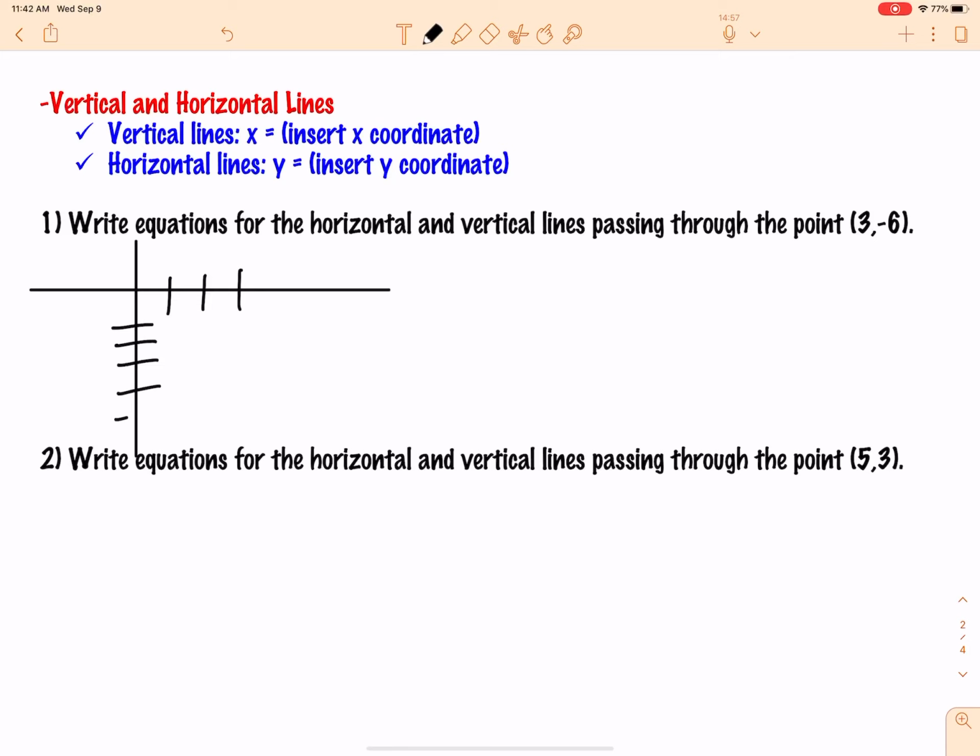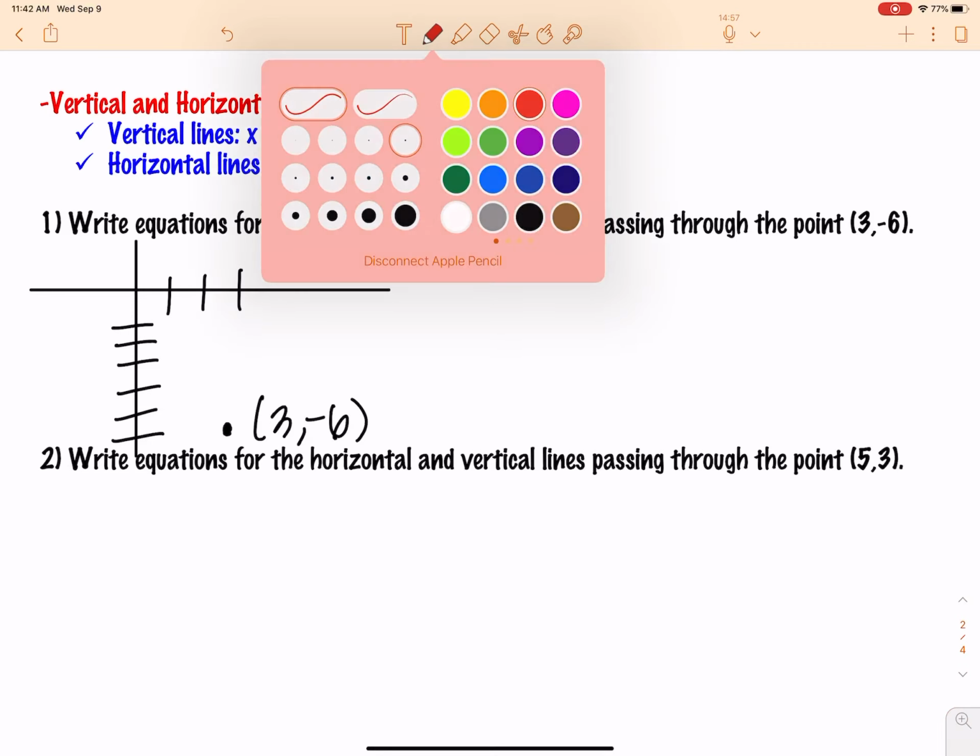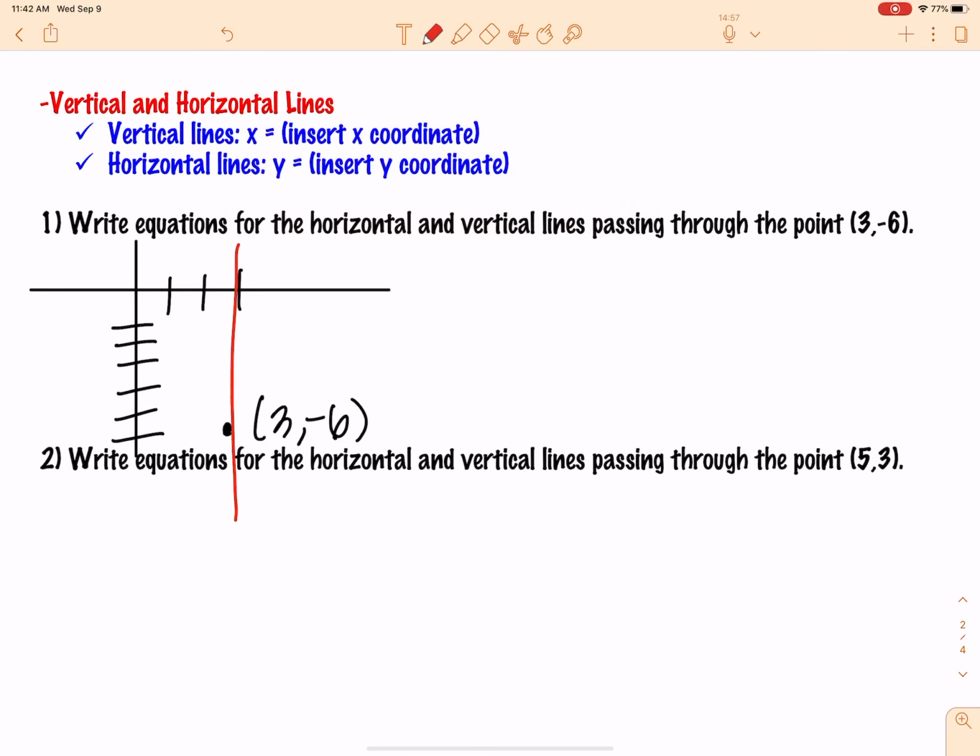1, 2, 3, 4, 5, 6. So here's your point, 3, negative 6. So for the vertical line that passes through 3, negative 6, this is your vertical line that passes through it. Okay, so like we found in the last set of notes, this just means x equals 3 for all of these points on this line. So that's your vertical line, x is equal to 3, and that's the equation of your line. That's done. X equals 3 and you're done.